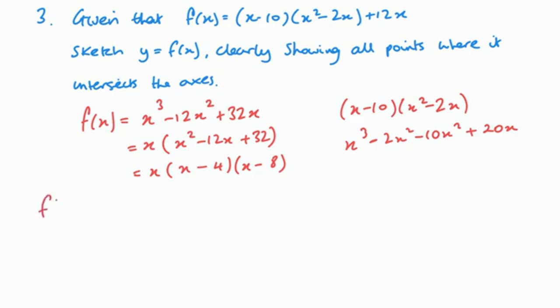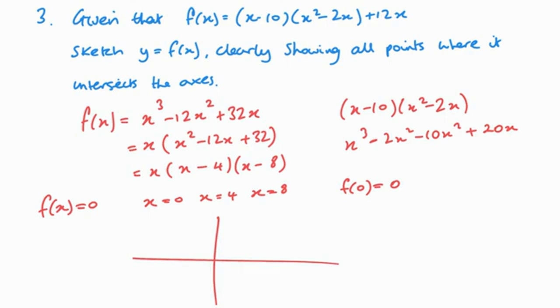So if I'm thinking about y equals 0, or f of x equals 0 in this case, x is going to be 0, x is going to be 4, and x is going to be 8. And if I think of what happens when f of 0, so when x is 0, then that's going to be also 0. So very, very quick sketch here. We're crossing at 0, at 4, and at 8. It's a positive x cubed. And there we have it.